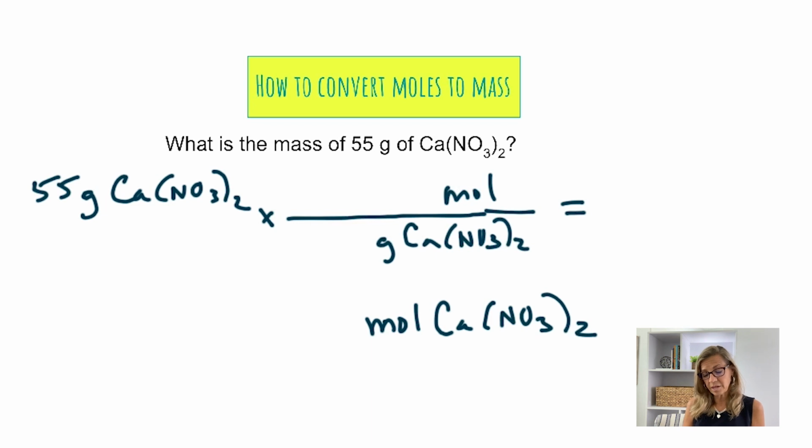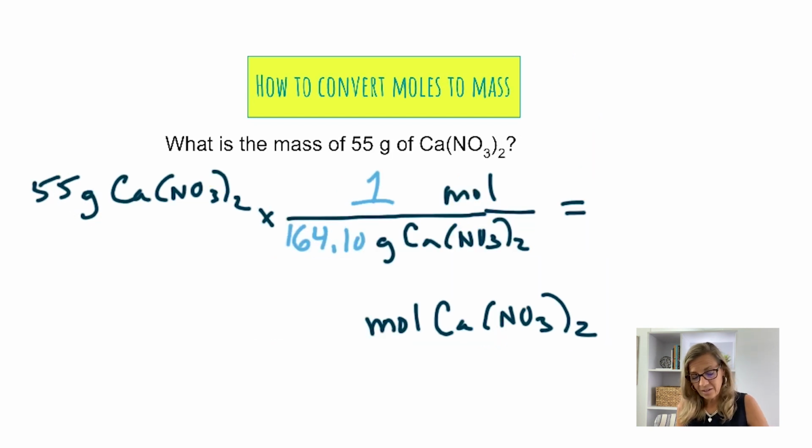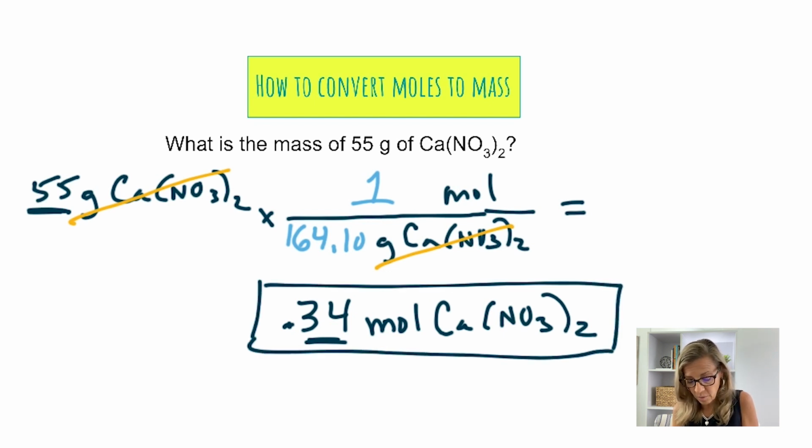Okay, now the numbers that go in here, what's the relationship between grams and moles? Well, it's molar mass, right? 1 mole of calcium nitrate is 164.10 grams. Is that right? Yeah. Okay. So when we multiply, what happens to our units? Grams on the top, grams on the bottom. All right. In the calculator, 55 divided by 164.1. And that's going to give me 0.34, because I want to hang on to 2 sig figs. All right. So I have a fraction of a mole of calcium nitrate.